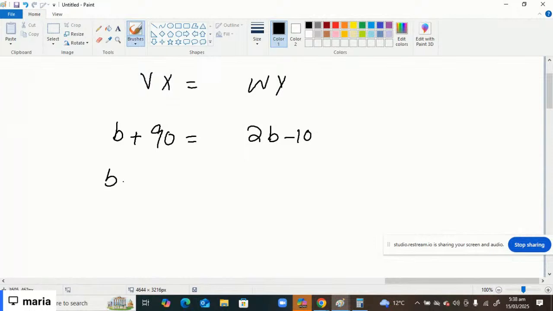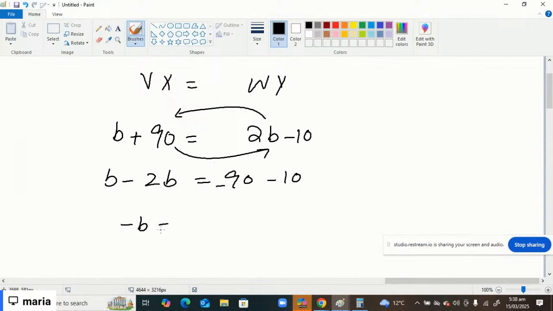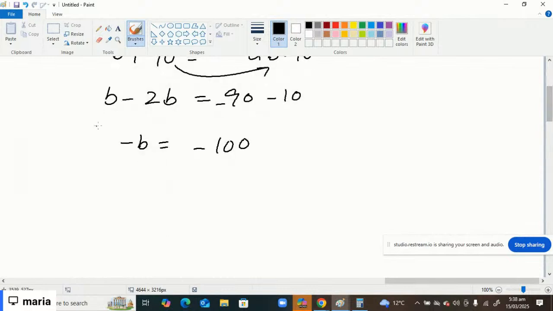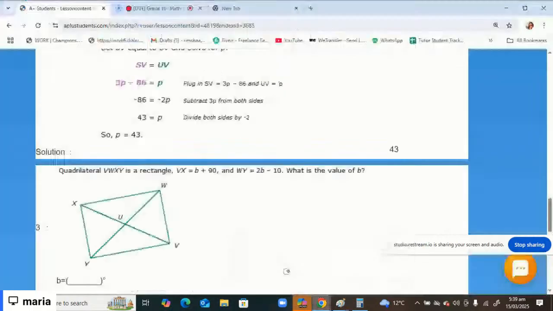Now b plus 90, we are putting the b values together and the simple ones together. So b minus 2b, just moving this 2b here, and 90 is moving here. This is minus 90 and minus 10. So b minus 2b is minus b, minus 90 minus 10 is minus 100. And now just cancel the sign. So b is equal to 100. Okay. So this is the value of b.